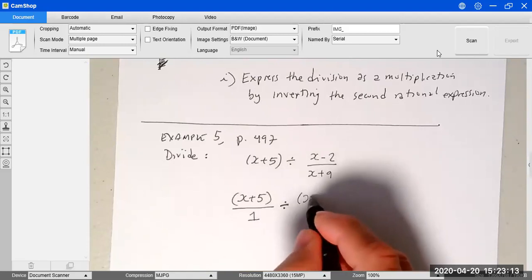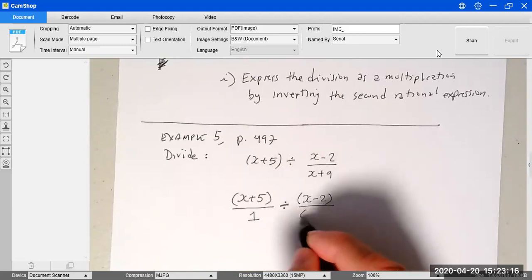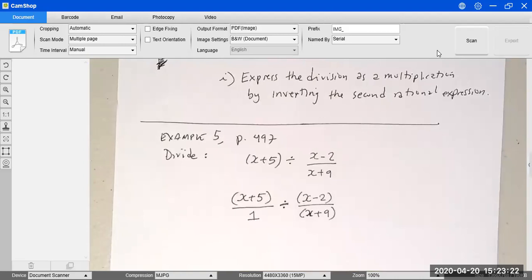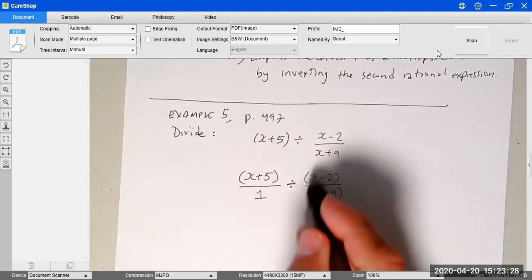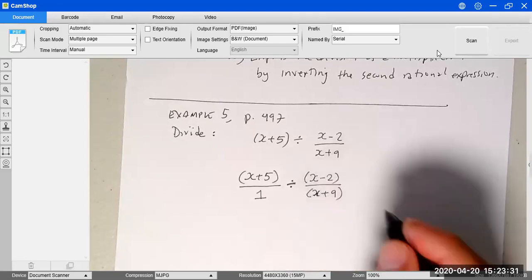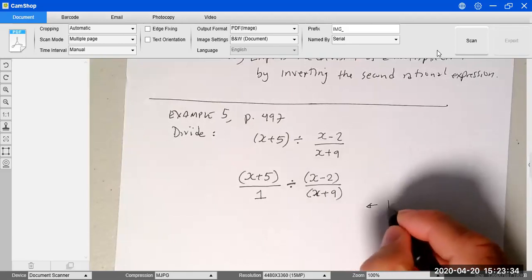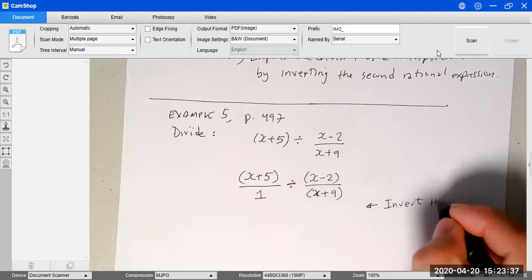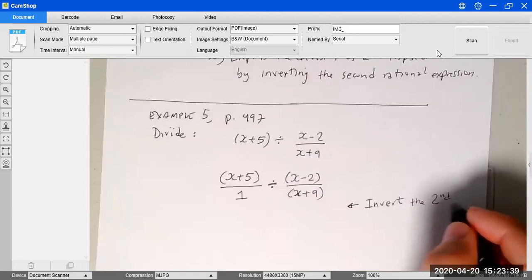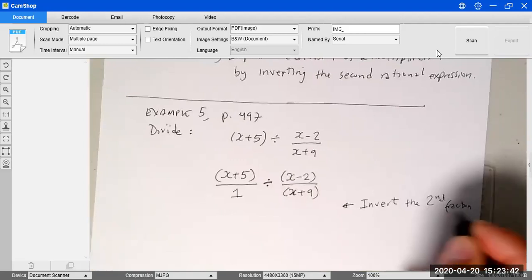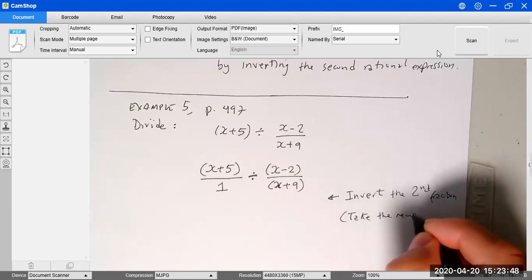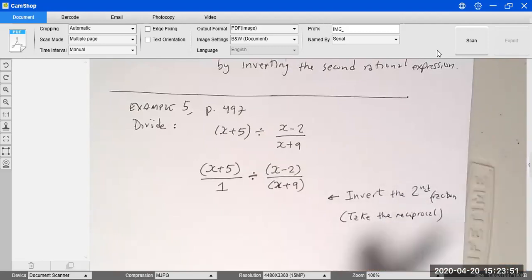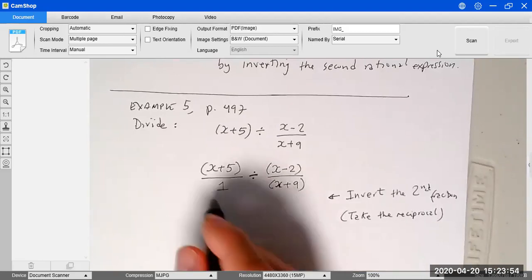And then remember, you're going to enclose in parentheses every numerator and every denominator to prevent mistakes. So once you have that, the next step is just inverting the second rational expression. So we're going to take the reciprocal. That's another way to say the same thing. So invert the second fraction or rational expression, which is just take the reciprocal. That's the other way to say this in a more mathematical way. Take the reciprocal. So how do you do that?